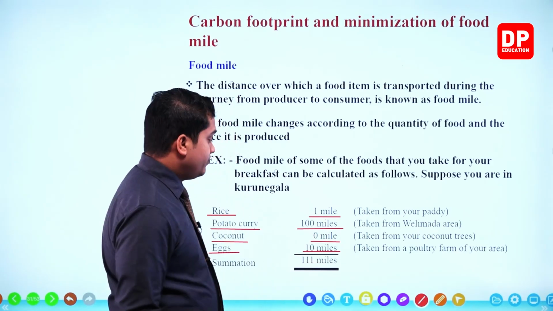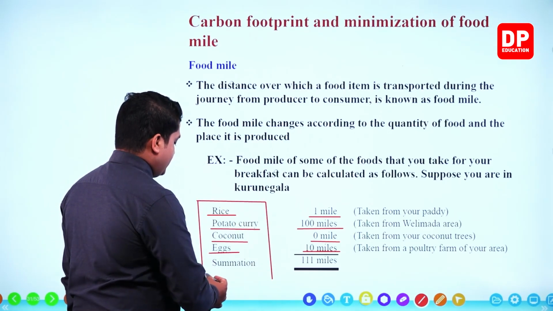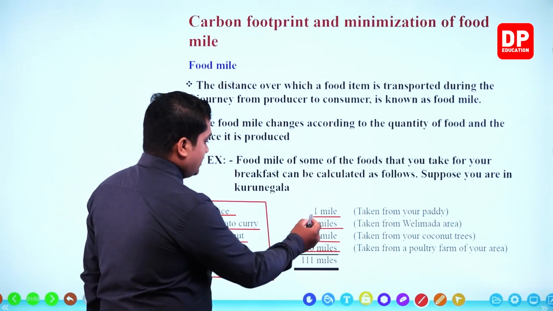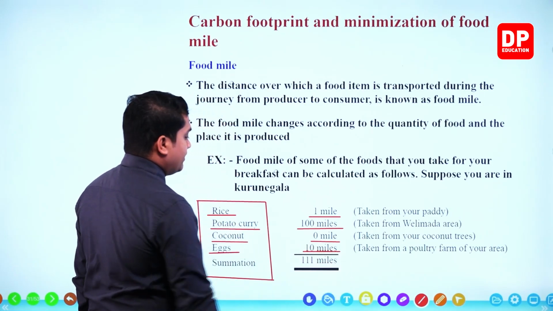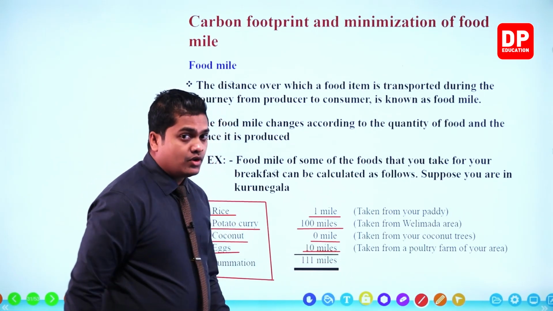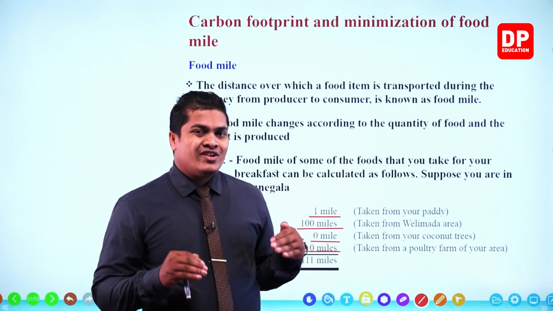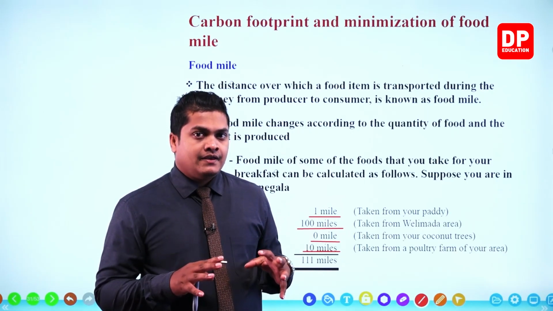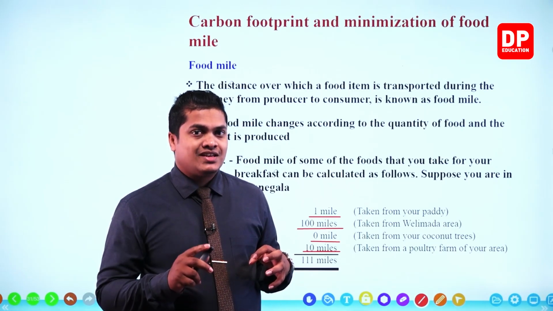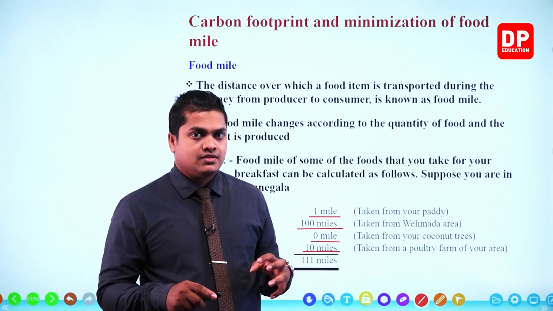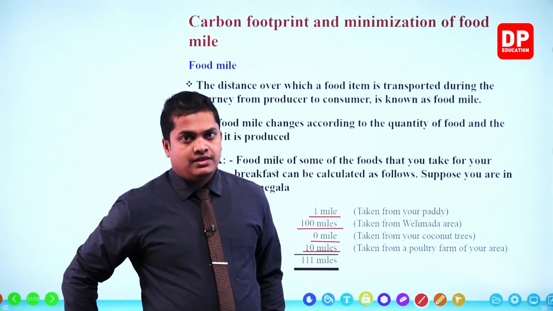So altogether within this breakfast meal, we can calculate the food mile as 100, then 101, then plus 10, altogether 111 miles. So these food items of our breakfast have traveled around 111 miles when coming to us. So this is what we mean by the food mile.